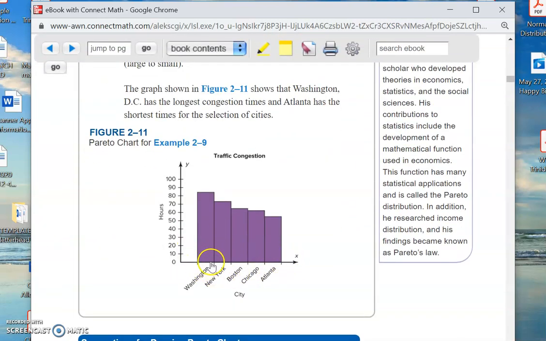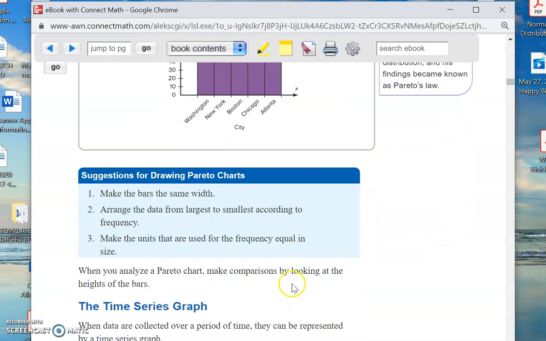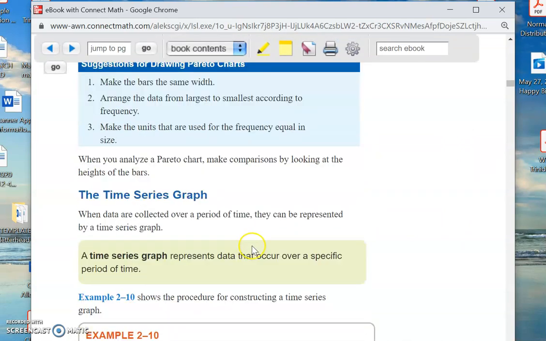There's no reason for them to be contiguous, right? You could have Washington, then a little bit of space, then New York, then Boston, a little more space in between them. I mean, there's no reason why you wouldn't. It's just a matter of making the charts look nice.